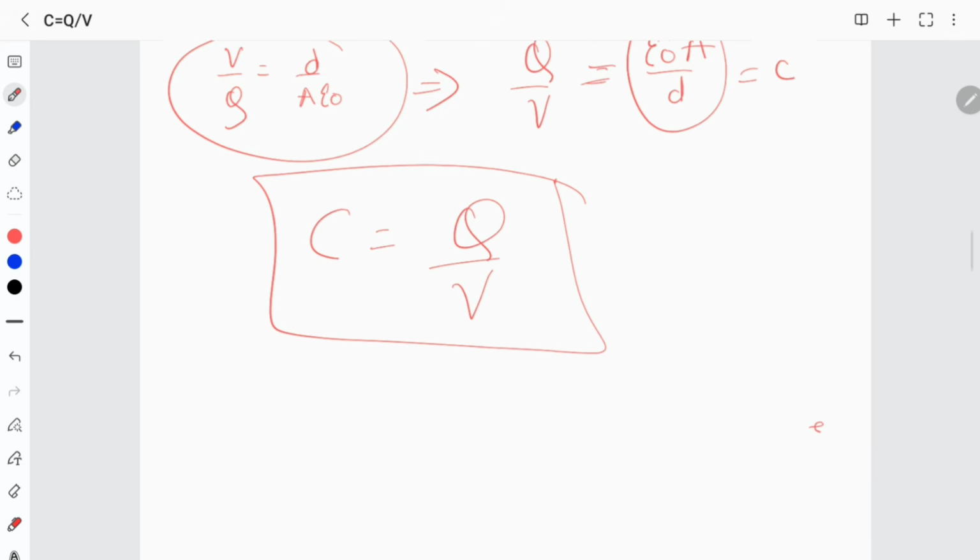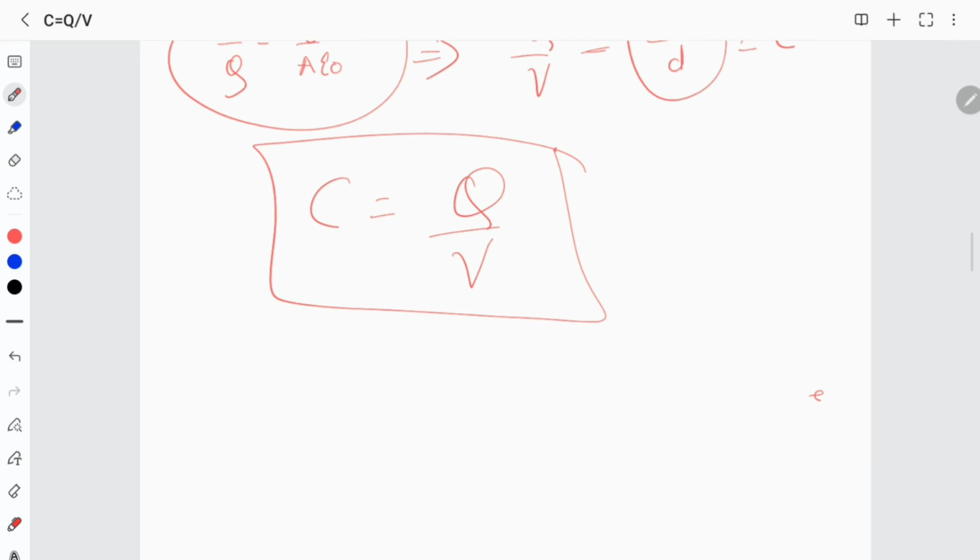Okay. And this is how you define capacitance. Capacitance is defined as charge deposited on one plate. You need to write this. Okay. And PD between the plates. PD between the plates. Okay.